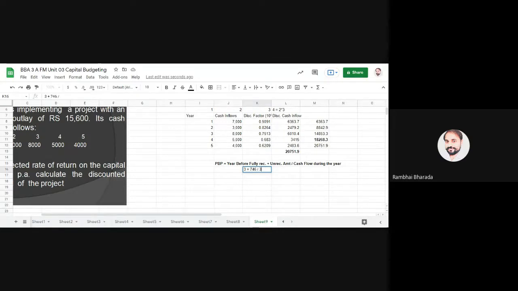And here we have the cash inflow during the year, 3415. So 3 plus 746 upon 3,415. 746 upon 3,415 is 0.2185. Keep 4 digits, and multiply by 12. So 3 years and 0.2 years.